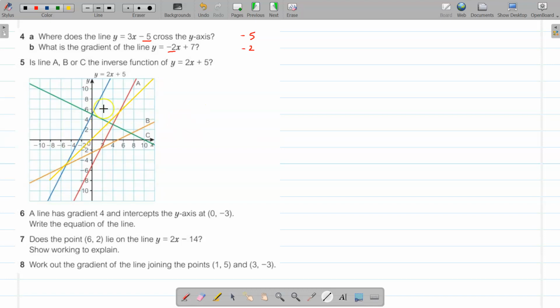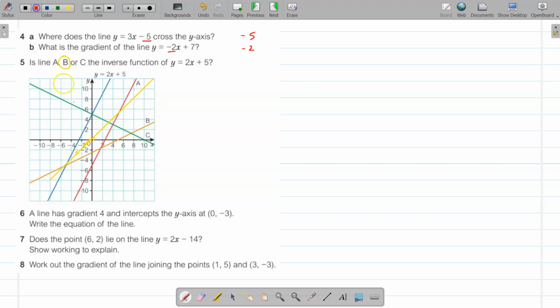Now, the line that's reflected, so the blue line is 2x plus 5. The orange line is a reflection of that in the line y equals x. So if I took that blue line and flipped it over, it would sit where that orange line is. So it's line B is the answer. Okay, so that's the answer there, B.